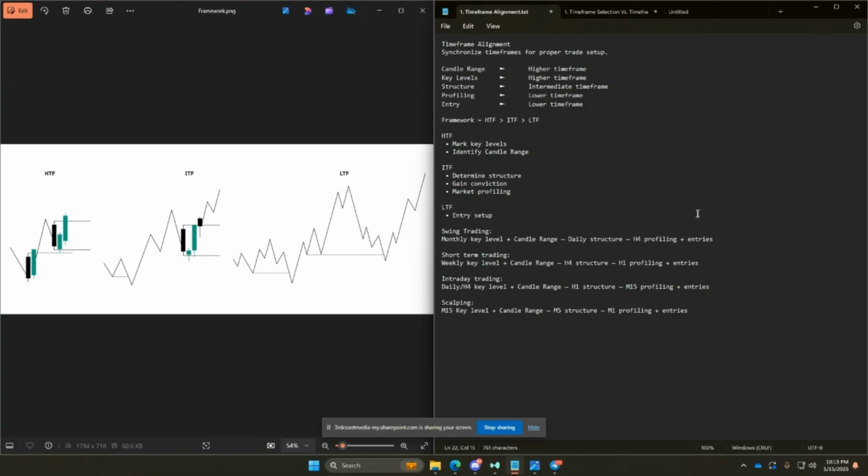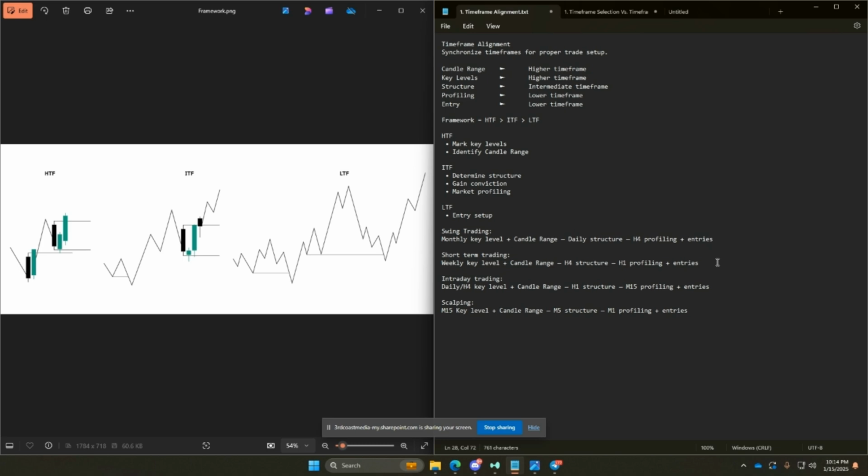But depending on the type of trade, it's going to determine what intervals you actually use. So we went through a swing trading model. That's when the monthly chart is used for key levels and candle ranges, and the daily chart is used for structure. And profiling and entries are on the H4. If we were to do short-term trading, we would still have the same framework, the HTF, ITF, and LTF, except we would swap out the intervals that we use based on the strategy.